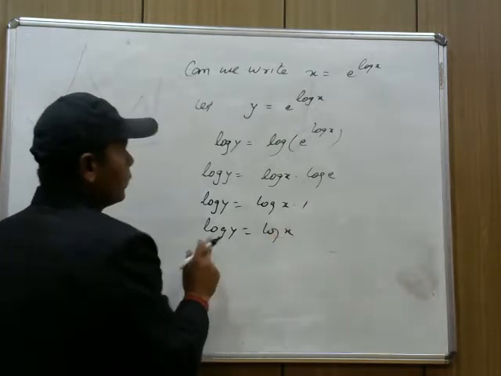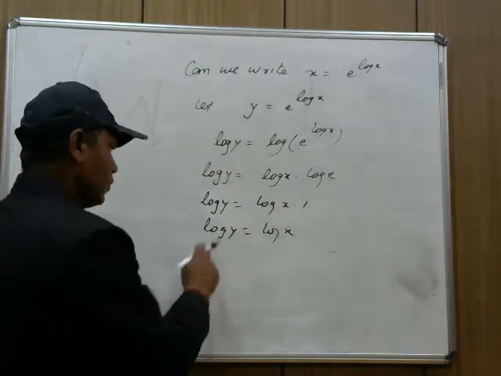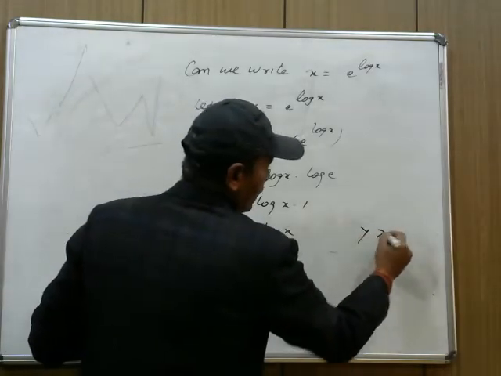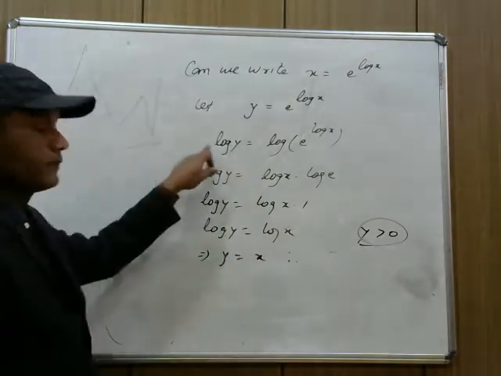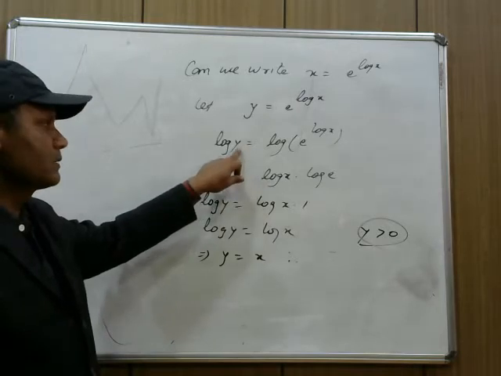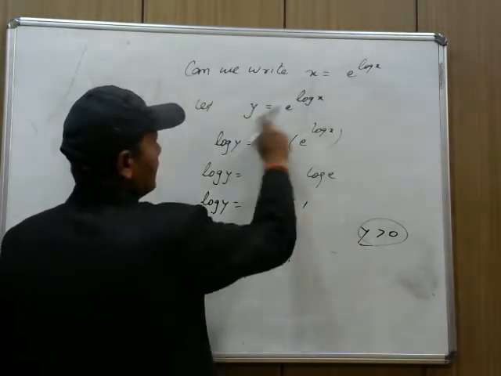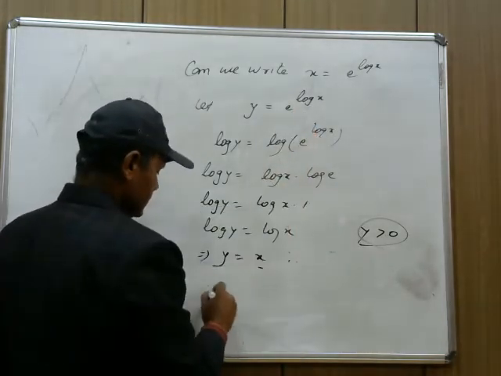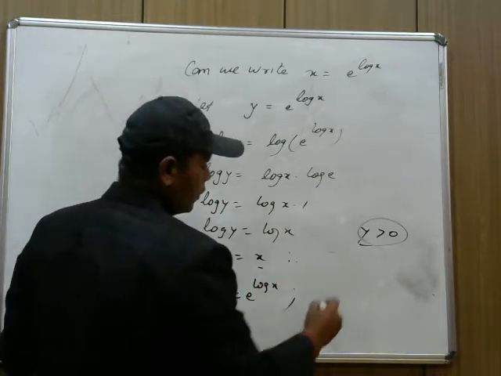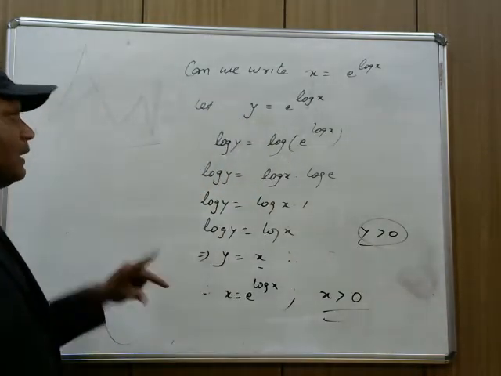When I have started, I have taken the log both the sides. Now I am removing log both the sides. Now log of y is equal to log of x. Therefore, y is equal to x, provided y should be greater than 0. Why? I am taking here log of y, and we know that we cannot find out the log of any negative number. That's why y should be greater than 0. That's the condition. So now y is equal to x, and y I have taken as e to the power log x. That means yes, x is equal to e to the power log x is true when x is greater than 0.